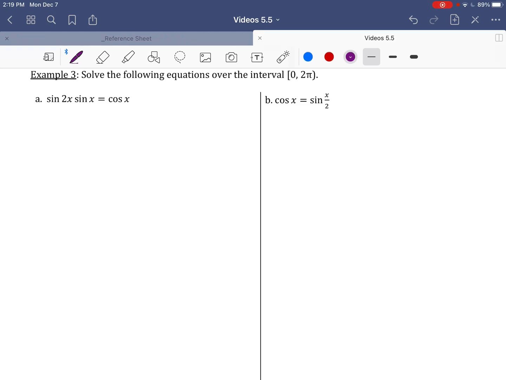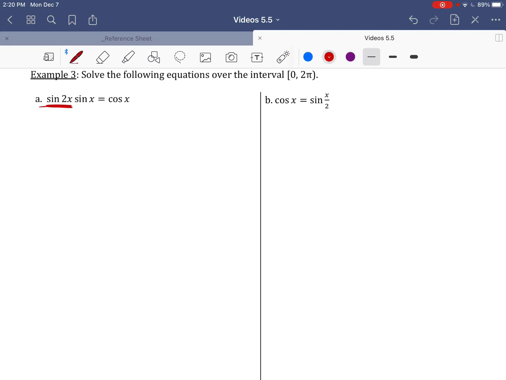Hi everyone, in this last video we're going to take a look at how to use some double and half angle formulas to solve some equations. So just like in simplifying and in verifying, we needed to make sure that all of our expressions, all of our terms have all the same coefficients.